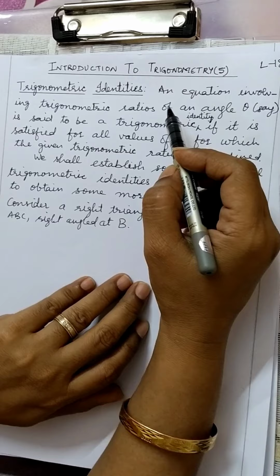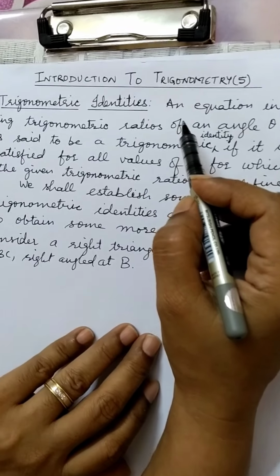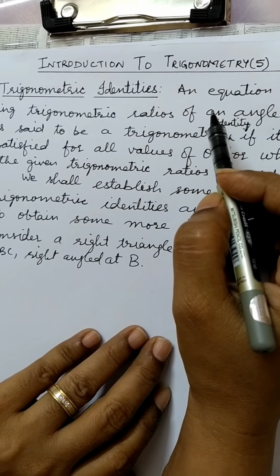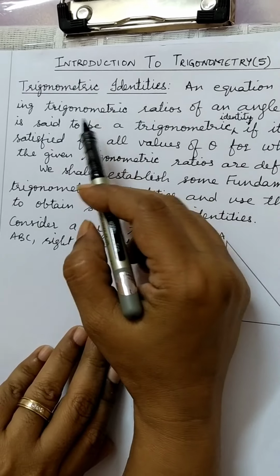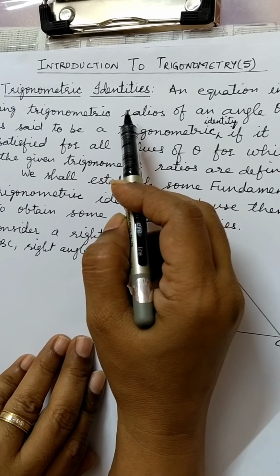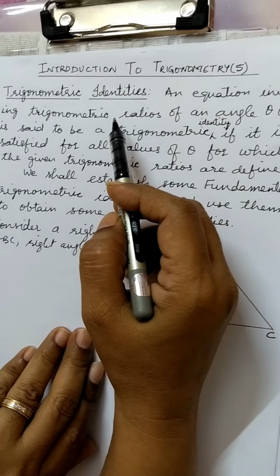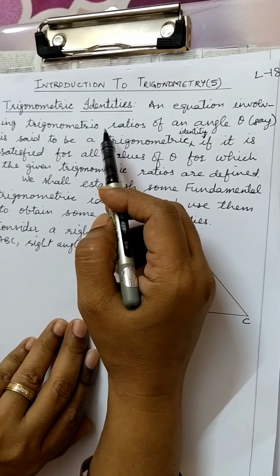Hello students. Now it's the fifth lesson on chapter 8, Introduction to Trigonometry. In this chapter today we are doing our next topic, trigonometric identities. You have done in class 9th also algebraic identities.